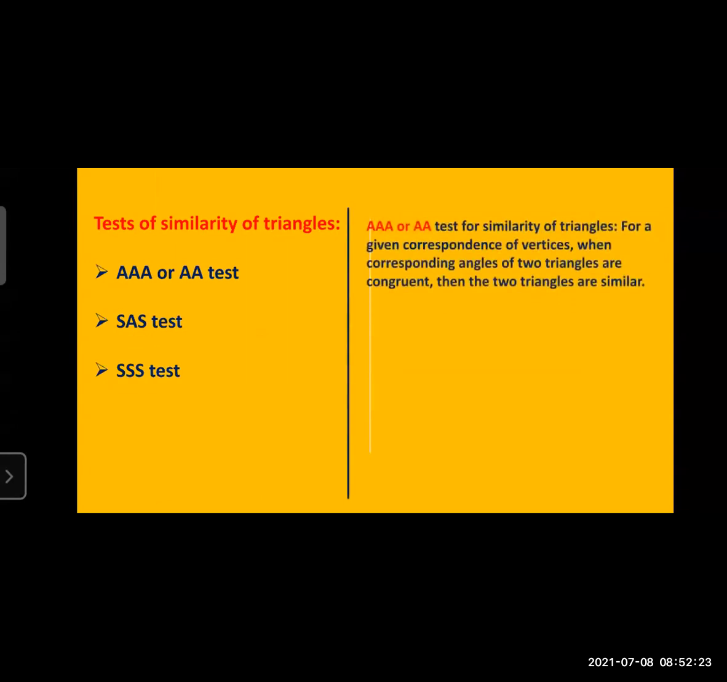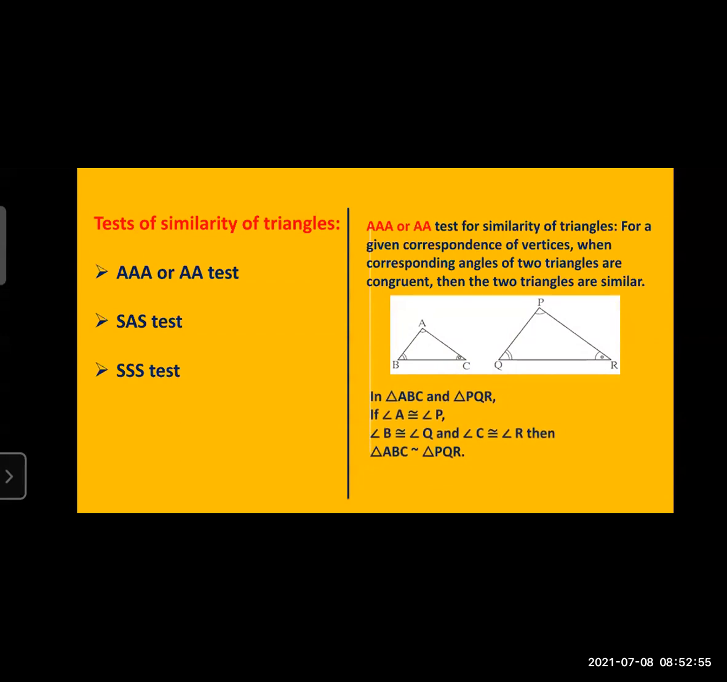First one, that is the AAA or AA test. What is meant by the AAA test? A test for similarity of triangles: for a given correspondence of vertices, when corresponding angles of two triangles are congruent, then the two triangles are similar by the AA test. So students, two triangles are given in the figure. The first triangle is ABC, the second one is triangle PQR. So see carefully.